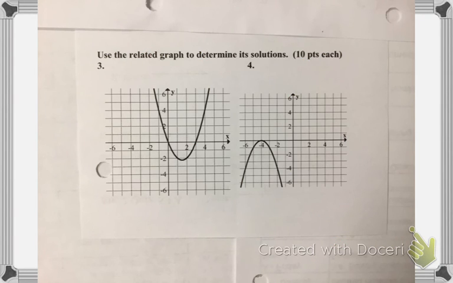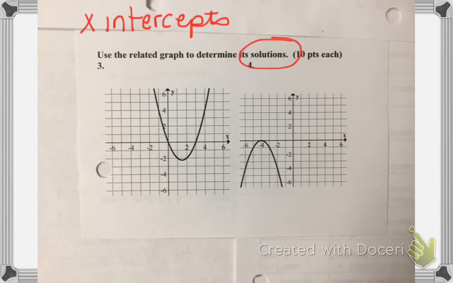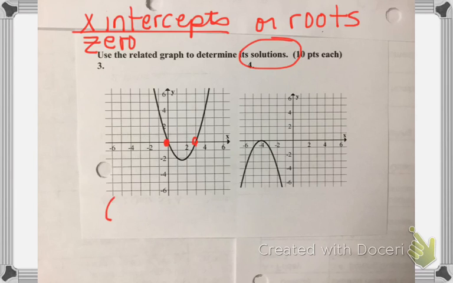Number 3, use the related graph to determine solutions. Remember, solutions are the same thing as your x-intercepts, which is also the same thing as your zeros, or also called roots. And in other words, what is the x-intercept of this graph? You can look at this graph. Where does this graph cross the x-axis? Right here at (0, 0) and (3, 0). So there are 2 ways you can answer it. You can write it as an ordered pair (0, 0) and (3, 0). Or you can just simply say, what are the x's? x is 0 and x is 3.